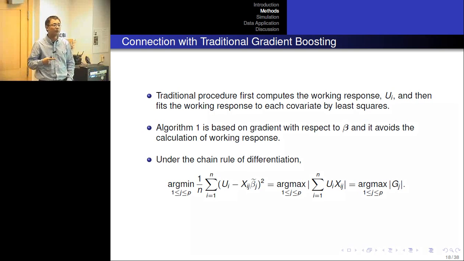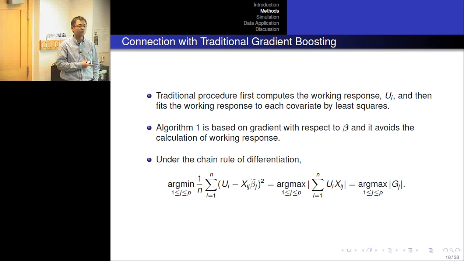The problem comes from more complicated settings. Later I will show that in more complicated settings, we have trouble using this pseudo response. It may not always be available to use. That will cause a difference.